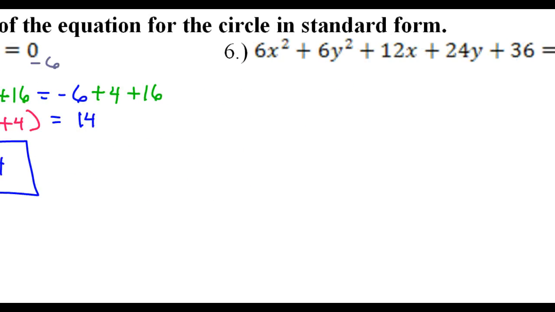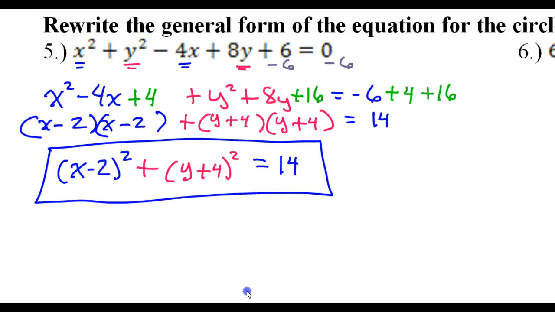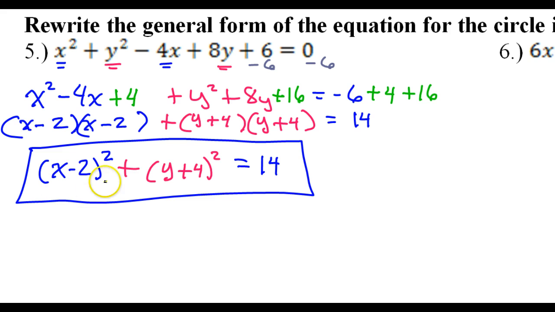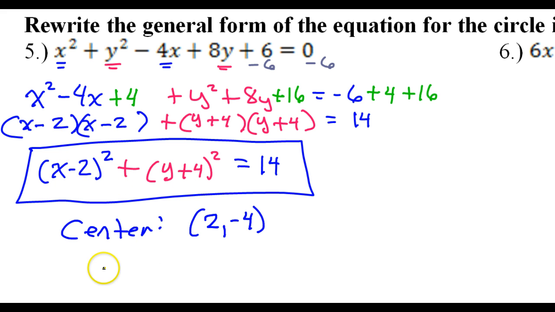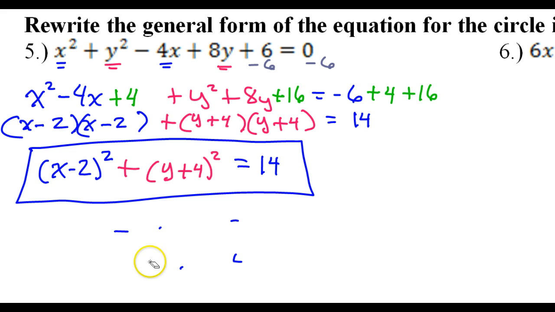Let's see, do they ask us to find the center or anything? No. Just for fun, if they had asked us for the center, please remember that the center would have been +2, -4. All right, the opposite of this and the opposite of this. And the radius, keeping in mind that this is the radius squared, the radius would have been the square root of 14. But they didn't ask us that, so that was extra. No extra charge.